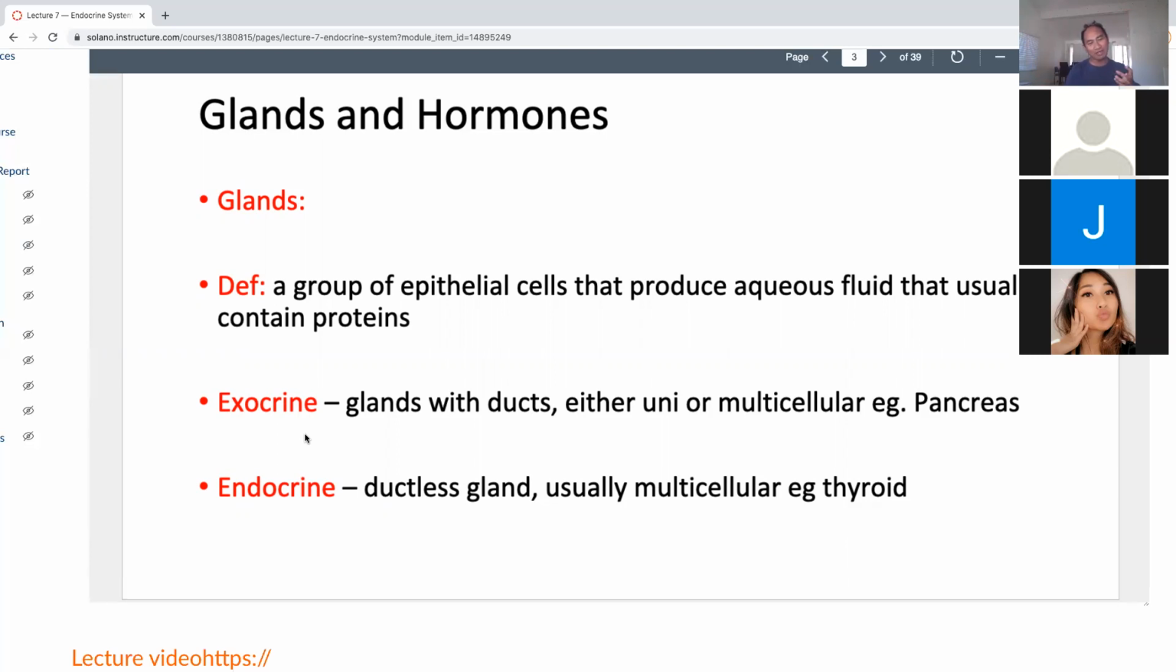Endocrine glands do not have any ducts, so they do not have any formal passage from the cell to the destination. They just secrete hormones directly into the body circulation. That is called an endocrine gland. And endocrine glands do not have any ducts, and exocrine glands, yes, they do have ducts.